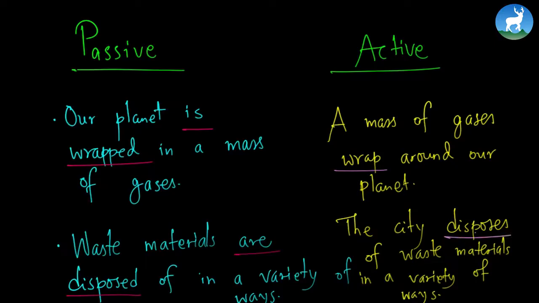Now let's read these two sentences in parallel. Our planet is wrapped in a mass of gases. A mass of gases wrap around our planet. Which one sounds better? Active or passive? Read the sentences once again and decide for yourself. Which one sounds better?